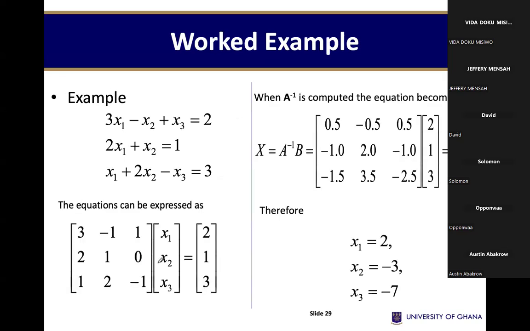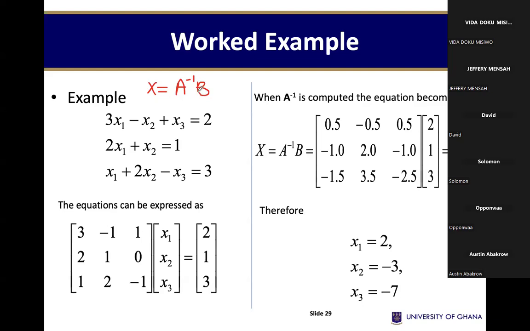So we have an example. I picked a basic example from what you guys were doing back in senior high, right? You have 3x1 minus x2 plus x3 equal to 2. We have 2x1 plus x2 equal to 1. x1 plus 2x2 minus x3 equals 3. Now, with that said, all we need to do is get this X to be equal to the inverse of A times B, what we saw earlier on, from the previous slide.